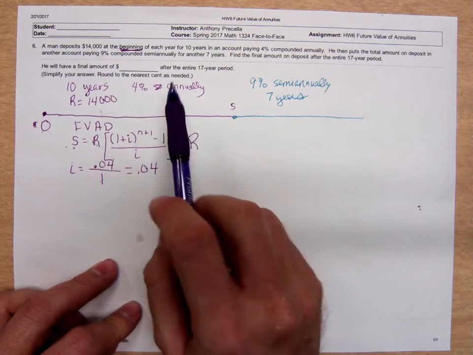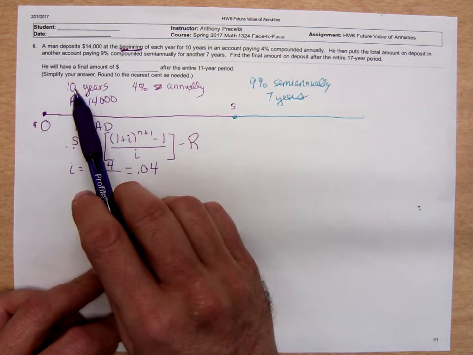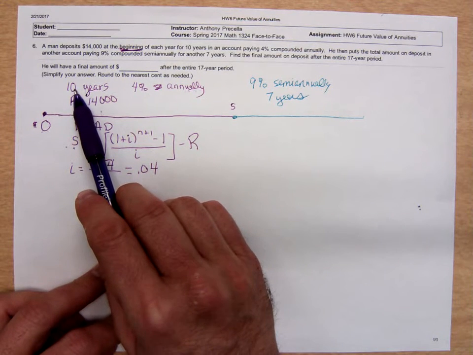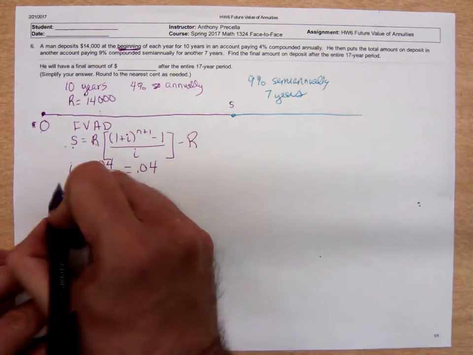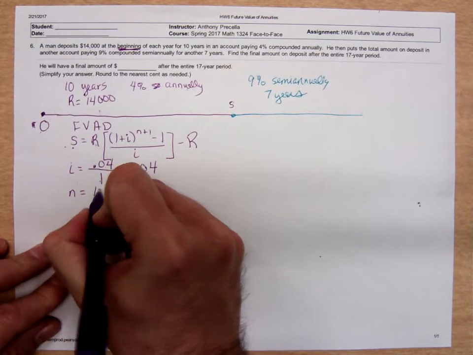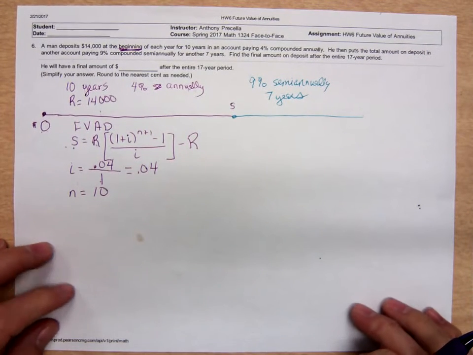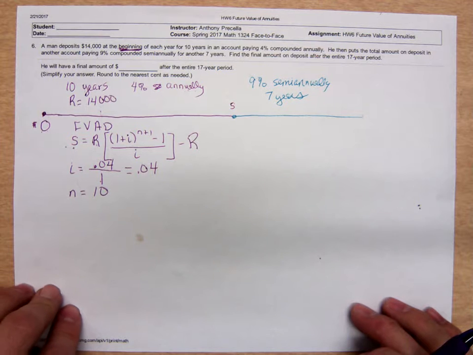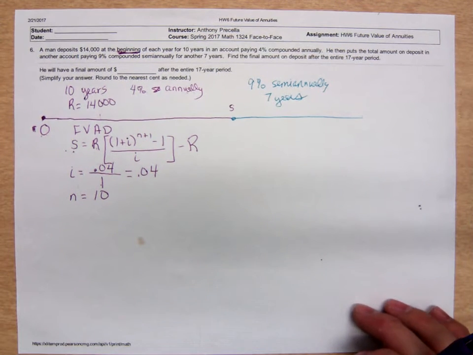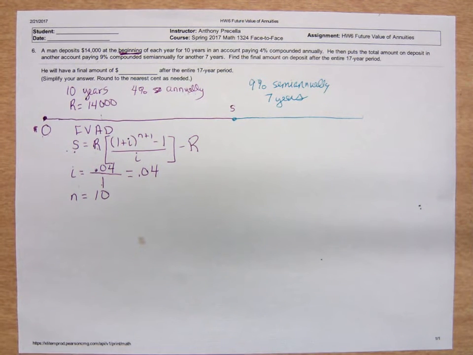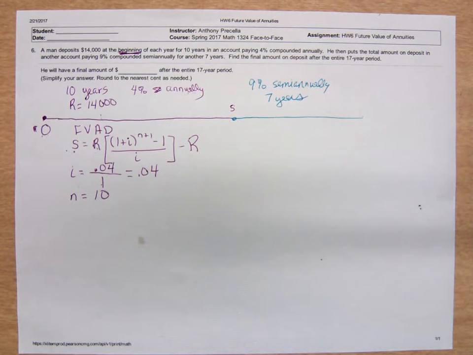N, how many annual periods are there in 10 years? 10. Okay, so N is 10. So if it's annual compounding, then I and N are just the stated rate and the number of years.